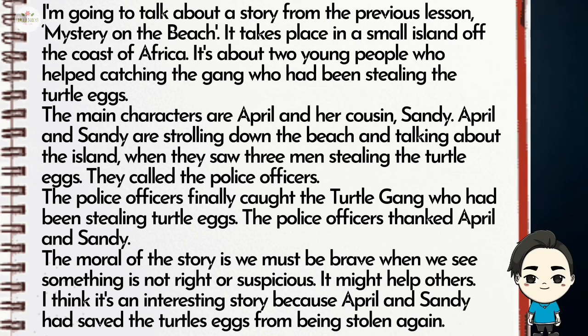I'm going to talk about a story from the previous lesson, Mystery on the Beach. It takes place in a small island off the coast of Africa. It's about two young people who helped catching the gang who had been stealing the turtle eggs. The main characters are April and her cousin, Sandy. April and Sandy are strolling down the beach and talking about the island, when they saw three men stealing the turtle eggs. They called the police officers. The police officers finally caught the turtle gang who had been stealing turtle eggs.